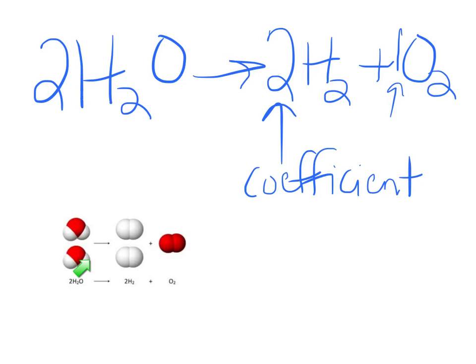And this is what is called the balanced equation for the decomposition of water. And it obeys the law of conservation of matter. And again, I'll show you more about that in the next screencast.